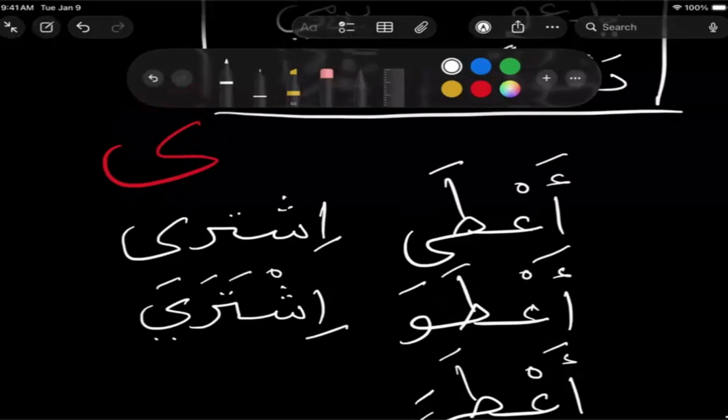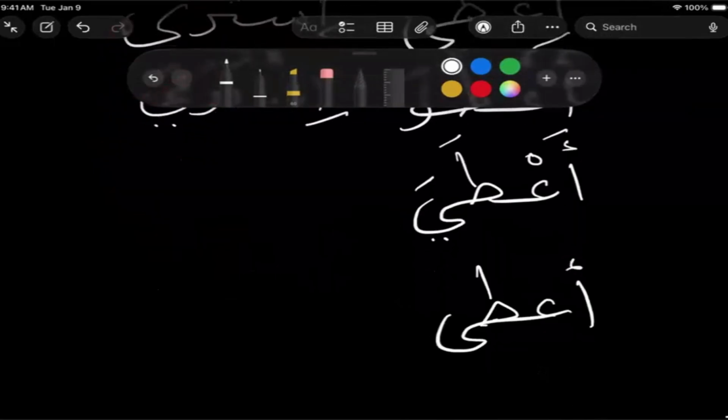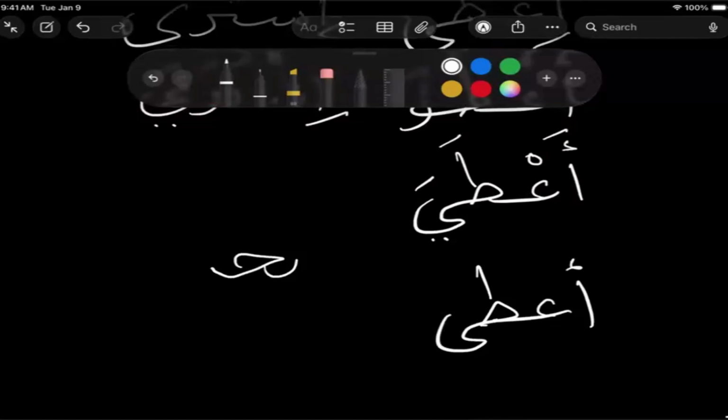Is it clear? This is for verbs and what comes from verbs. I'm not talking here about foreign names. I need to review so I don't make a mistake here. I'm not talking about names or nouns. I'm talking about verbs here and what comes from the verbs, what comes from the masdar.